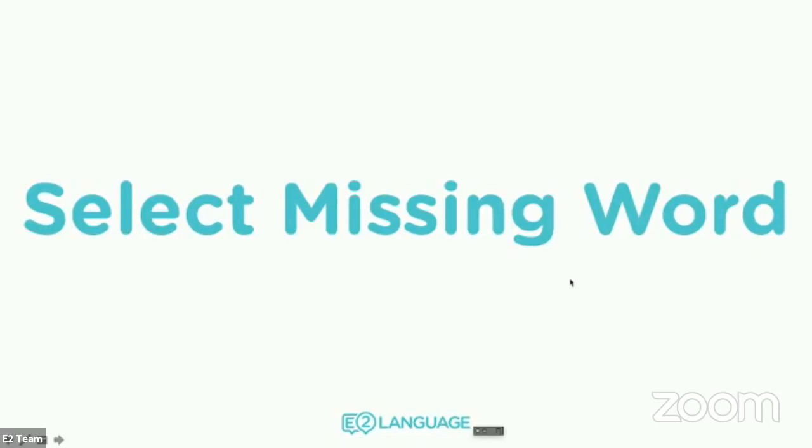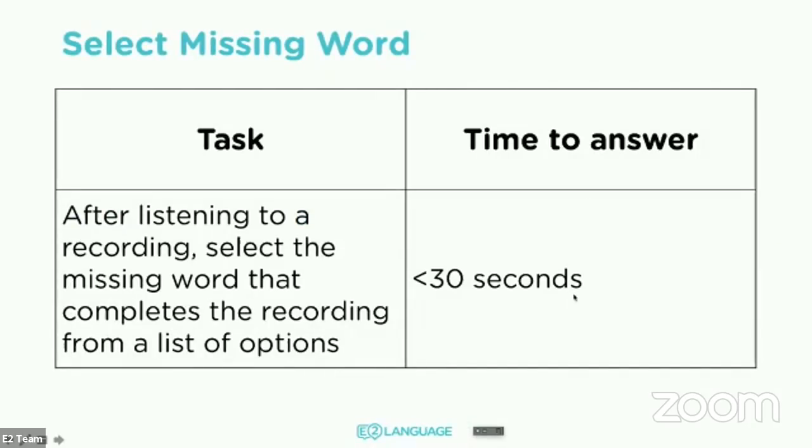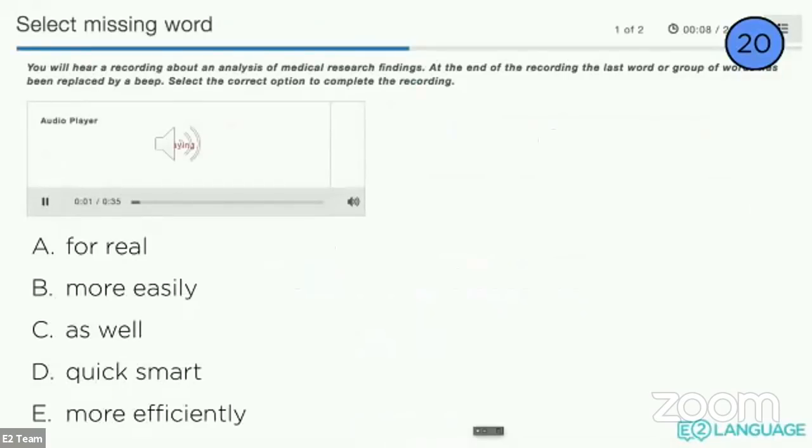Select missing word. This is a different one. The task is this. After listening to a recording, select the missing word that completes the recording from a list of options. The recording will go for about 30 seconds. What's going to happen is the last word or the last words will be missing. So you need to anticipate what the speaker is going to say from the context of what he or she said. This is a pretty interesting one. Here we go. Hopefully I've got the right audio for this one. You'll soon tell me if I haven't.